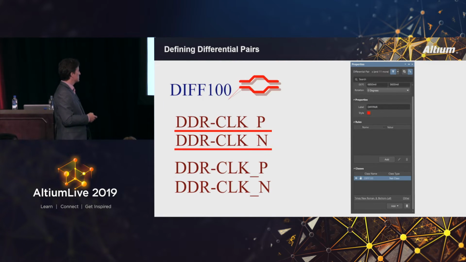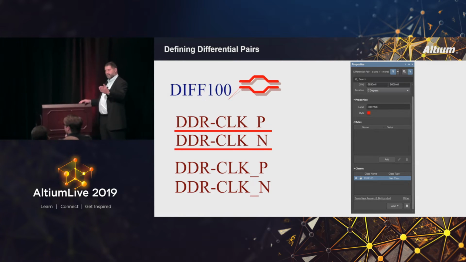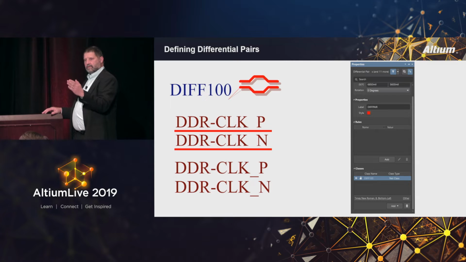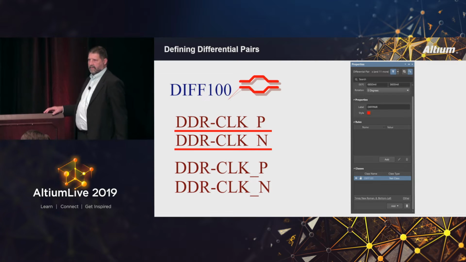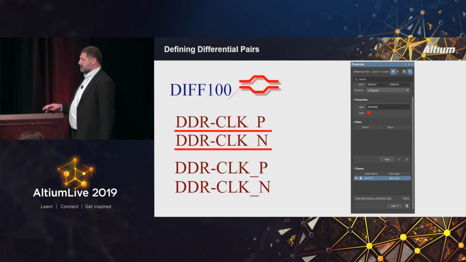Yeah, spaces in net names are really bad. What Altium will do is if the prefix is the same, it's going to ignore the suffix if you have a space in your net name. So as a general practice, it's a really bad idea to have spaces in any net names.